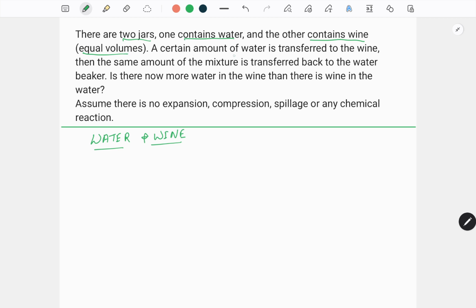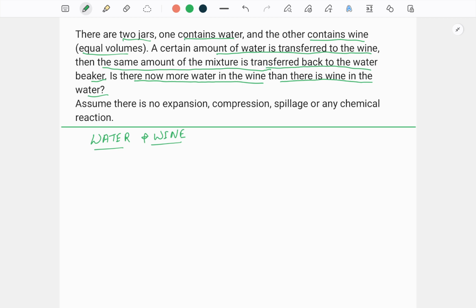A certain amount of water is transferred to the wine, and then the same amount of mixture from the wine jar is transferred back to the water jar. Now we have to find if after this operation there is more water in the wine than there is wine in the water. So we have to check the relation between the amount of water in the wine beaker and the wine in the water beaker: is it greater, less or equal.